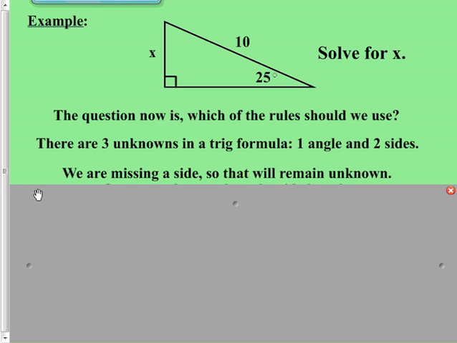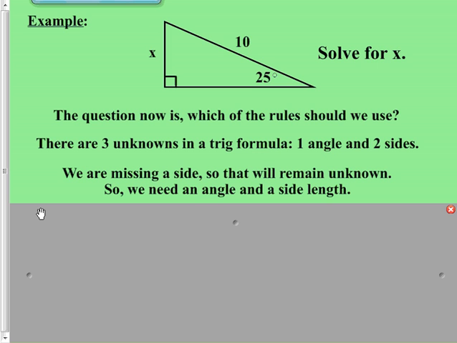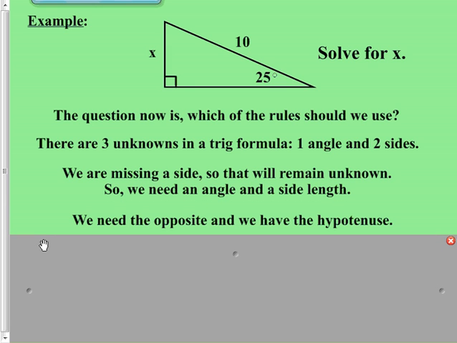Obviously, we are missing a side length, so that is unknown. That means that our other 2 pieces of information that we select need to be pieces of information that we do know. We are going to need an angle measurement to go along with this, and we're going to need another side to go along with this. So obviously, we have the opposite side. If we use 25 degrees as our theta, then our opposite side would be x. So we're going to pick a formula that uses opposite. And what is the other side length that we actually have in the problem? We have the hypotenuse. So we want a ratio that will talk to us about opposite and hypotenuse at the same time.